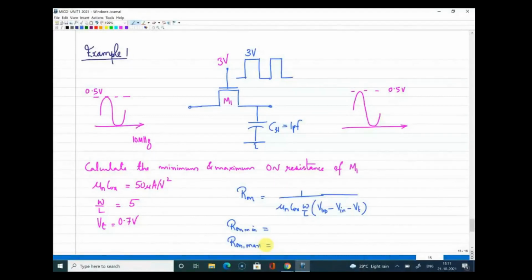All right. So the minimum value you'll get is 870 ohms, and the maximum value you will get is 1.11 kilo ohms. You can just try it out and let me know what you're getting. For Vin, you can take 0.5 as one value and 0 as the other value. With that, I hope you will get these two values.